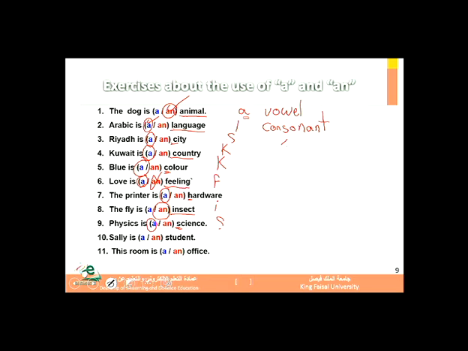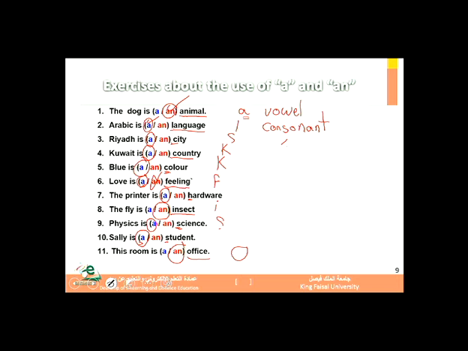Sally is a student. S, a student. This room is an office. Clearly the word office starts with an O sound, and O is a vowel, so we have to choose the indefinite article an rather than a.